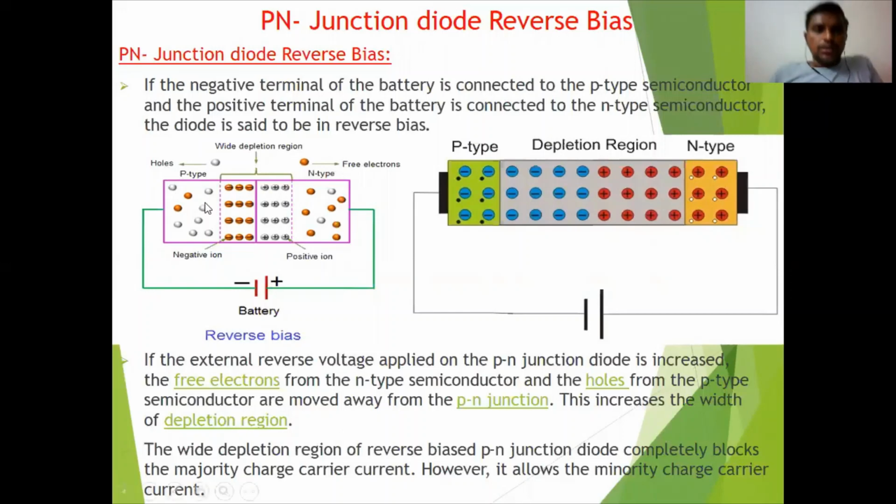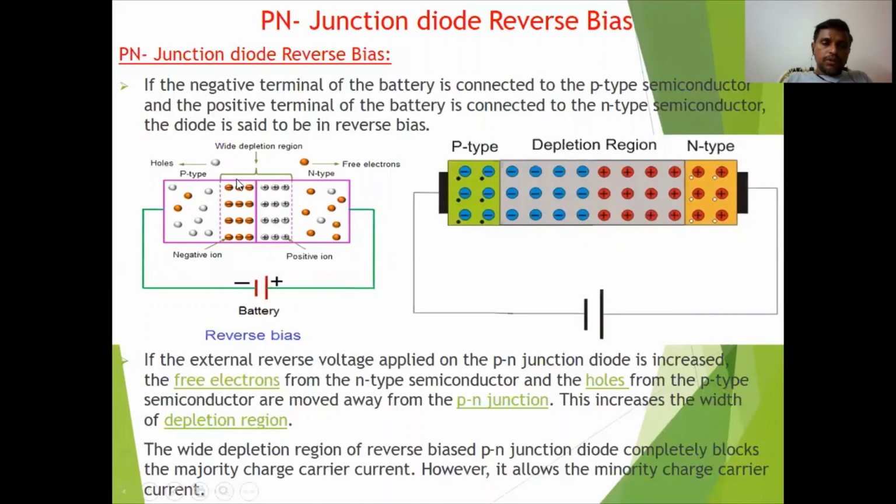Okay, but here we have the exact opposite one, that is the PN junction diode in the reverse bias case. If the negative terminal of the battery is connected to the p-type semiconductor and the positive terminal of the battery is connected to the n-type semiconductor, then that diode is said to be in reverse bias condition.